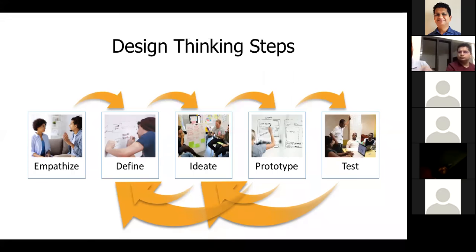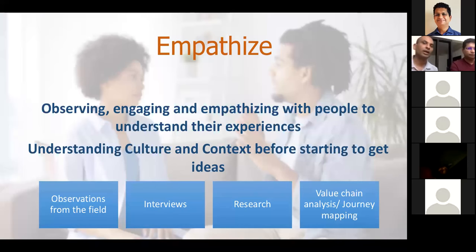Define, for example: from ideate, you can go back to define. From prototype, you can go back to ideate. So all these things will be happening in an iterative way. Okay, makes sense. So this is the design thinking process. Again, it's not that this is the only way design thinking can be defined. There are various, but this is the more common definition of the steps in design thinking. Let me go through each step in a little more detail.